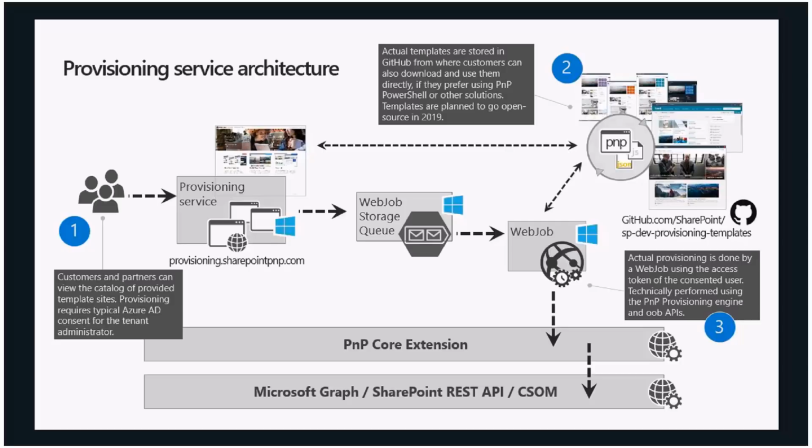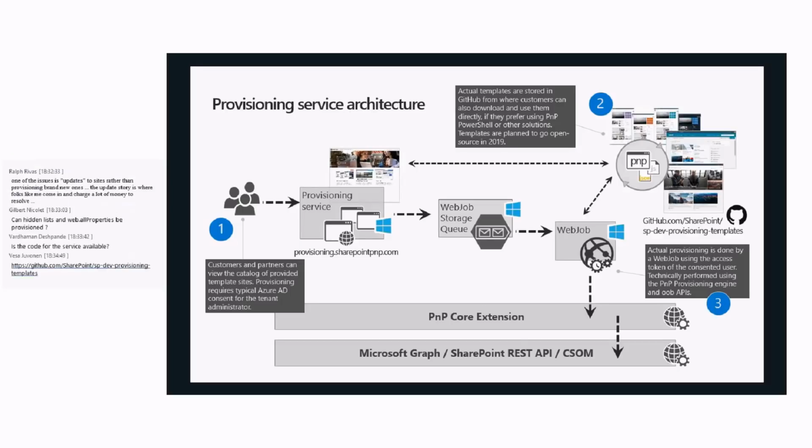All of the content that you're seeing in the service is actually available on GitHub, and that repository is already open. I just opened it 5 minutes before this call. So the templates, structures and content, which you can see inside of the service, are available on GitHub. Now, when you select the template, it will add a message to a web job storage queue, and then we have a separate web job which is taking care of the processing.